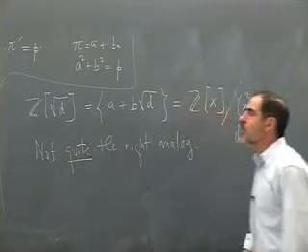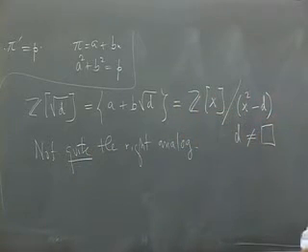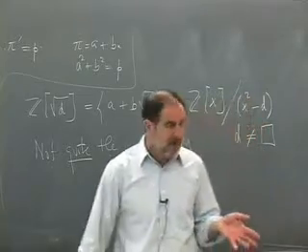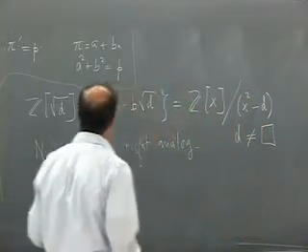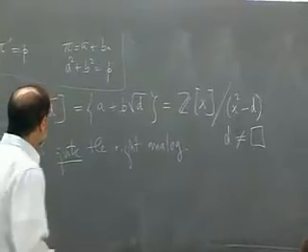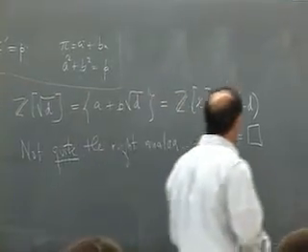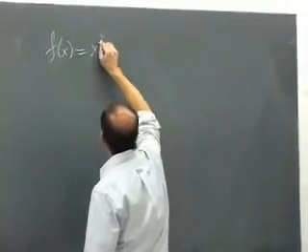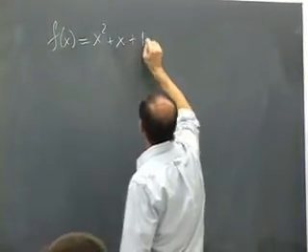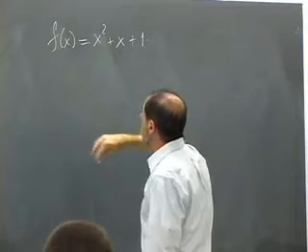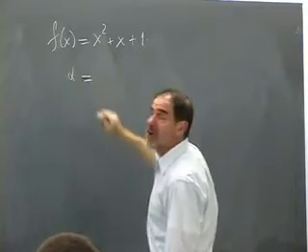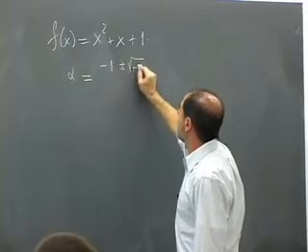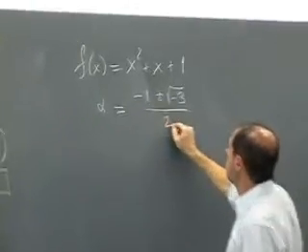Very close, but not quite the right analog of Z[i]. And I'll give you an example to show you why this is slightly the wrong thing to do. Because consider the polynomial f(x) = x squared plus x plus 1. So the roots of that polynomial are alpha, by the quadratic formula, (-1 plus or minus the square root of -3) over 2.